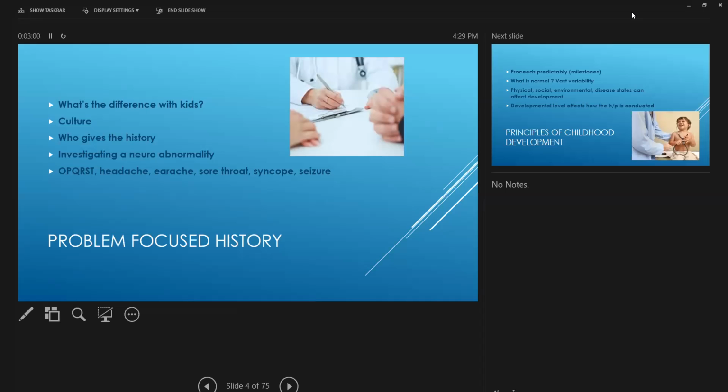So for the problem-focused history, what's different with kids? Well, with kids, we need to make sure that we're identifying these abnormalities early on because the brain is still developing. So we have a chance at catching these things quickly and making adjustments so that the patient has a better outcome. Cultural, right? There are all these differences in cultural norms and cultural mores that we may want to take into consideration when working with different cultures and with the pediatric population in mind.